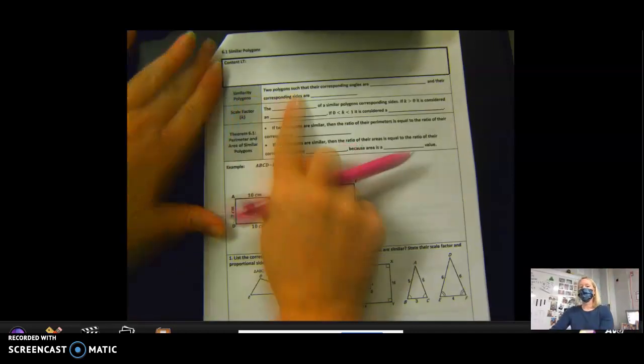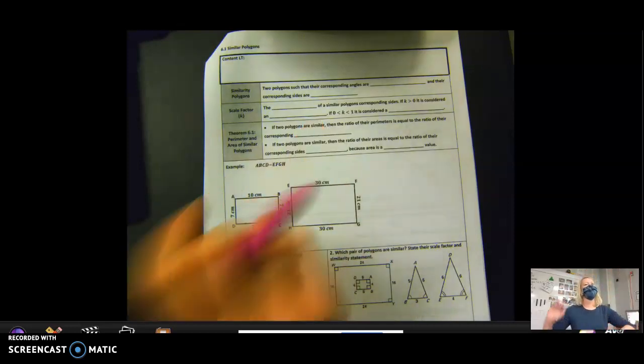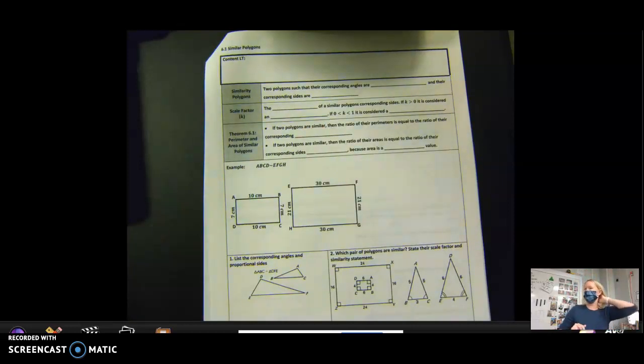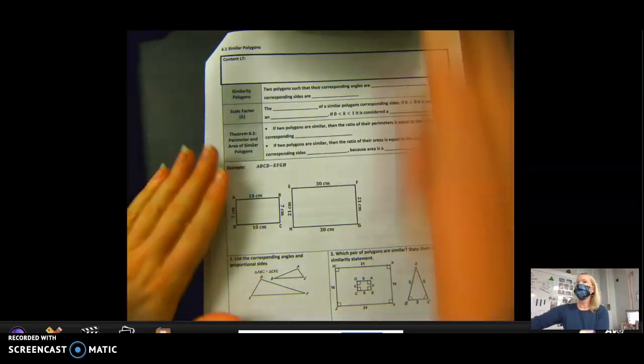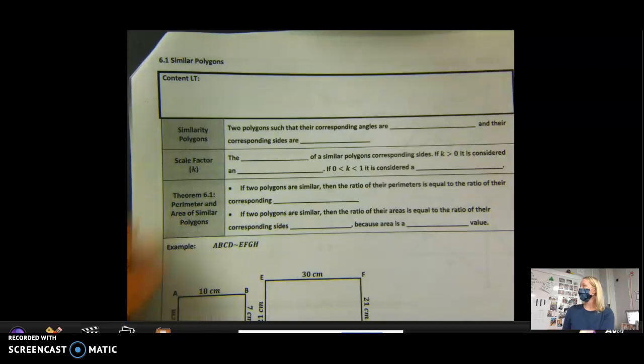Okay, similar polygons. Oh, so we're in the note packet. So you have the supplemental packet and then the note packet. So we're in the note packet right now, guys. Moving straight on. So go ahead and go to 6.1 in the note packet. Can everybody see that okay?